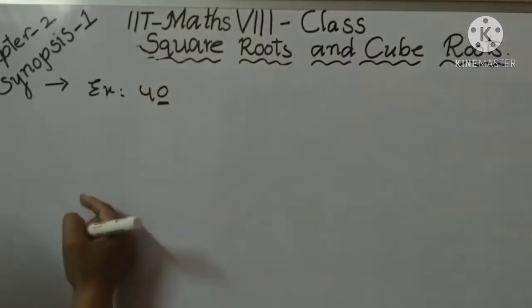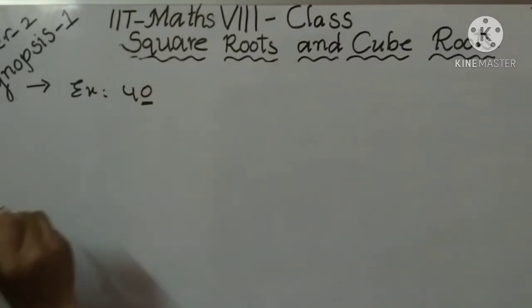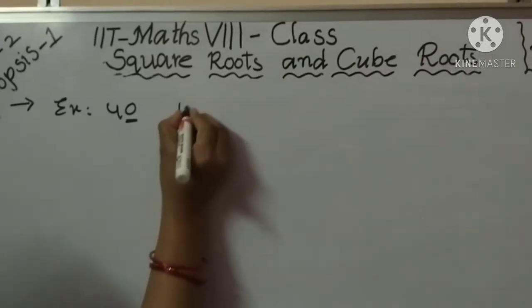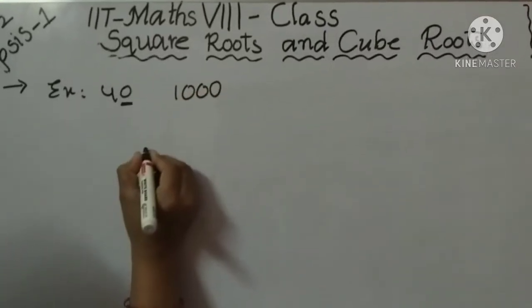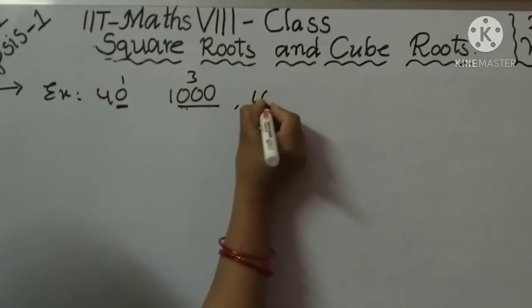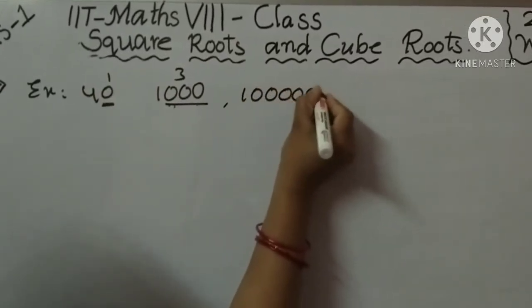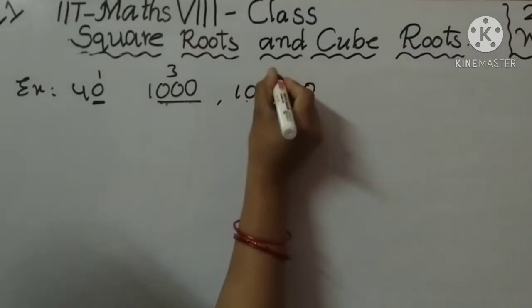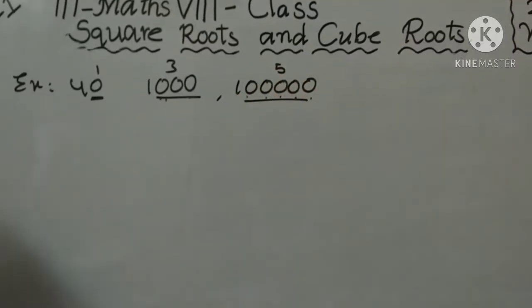40. Here there is one 0, and 1 is an odd number. How many zeros are there in this number? 1, 2, 3 zeros. Here one 0 and here 3 zeros. And how many here? 1, 2, 3, 4, 5. 5 zeros. Observe that.